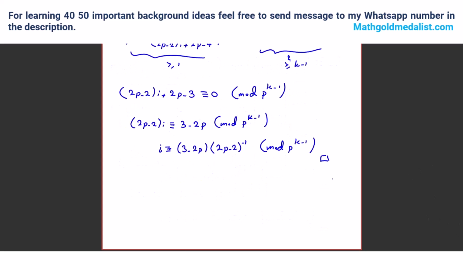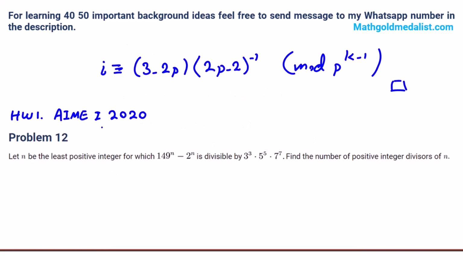Let me tell you some homeworks. Okay, try this problem as homework 1, AIME 1 2020. You can solve it with a similar idea.